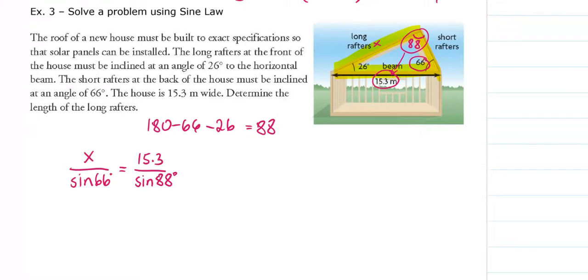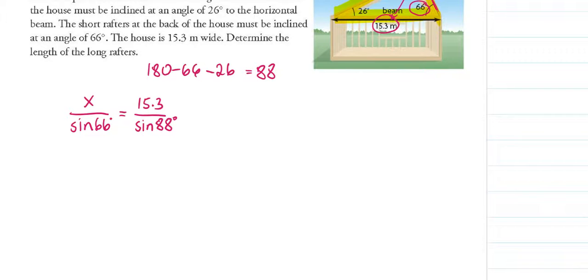26 degrees doesn't mean anything to me here right now with the sine law because I don't have the length of its opposite side. I don't have the length of the short rafters. So this part of the sine law is all I need. x is my only unknown variable, and that's what I'm going to solve. Now all I have to do is multiply both sides by sine of 66. So I get 15.3 times sine of 66 divided by the sine of 88 degrees.